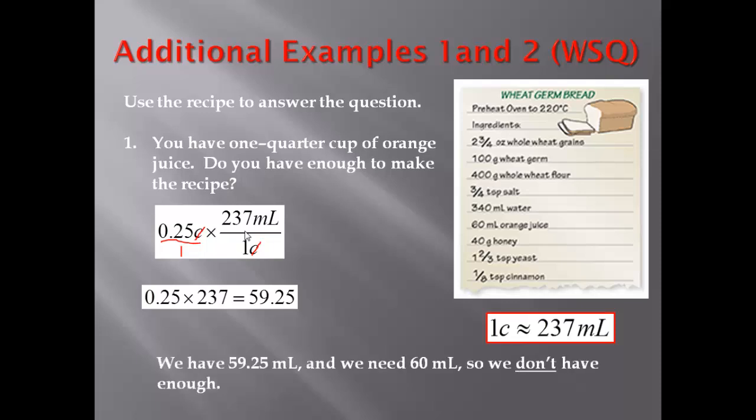We have 59 25 hundredths milliliters, and we need 60 milliliters, so we don't have enough. We're a little bit short. We don't have enough for the recipe.